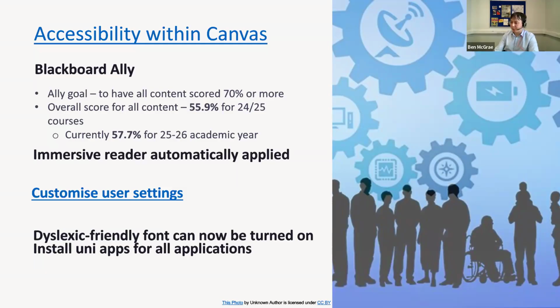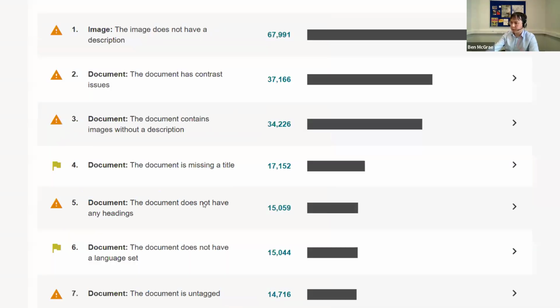I've put a message here, I spoke to Steve about this. There is a dyslexic friendly font that can be enabled via Install Uni Apps for anyone from Liverpool. It's just on your dashboard on your computer. And if you have a look through there, there's a dyslexic friendly fonts tool that you can enable for all sorts of tools that you're going to be using.